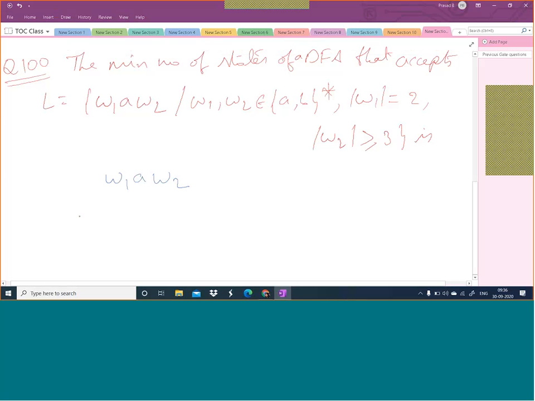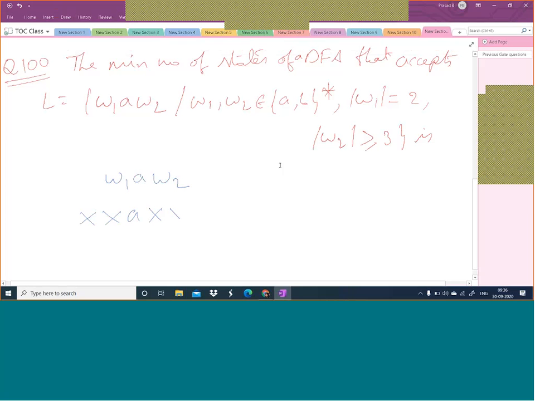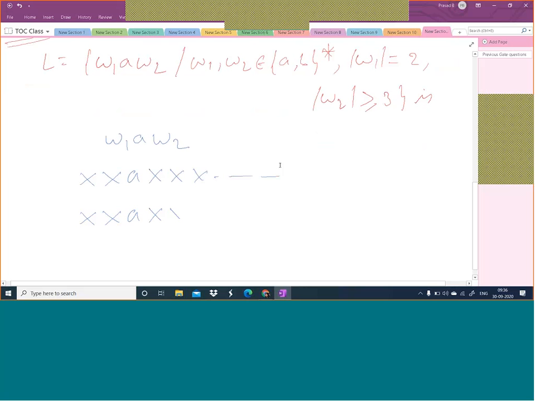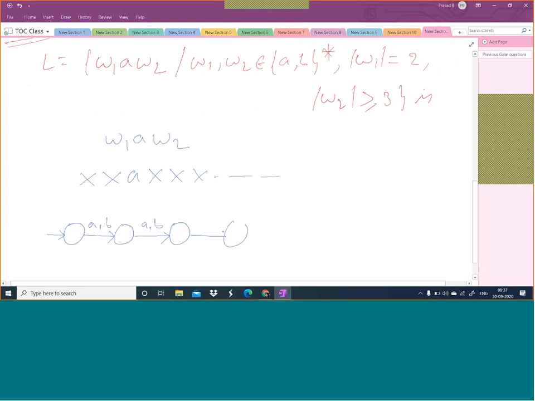Now, W1 should be length 2. So, first symbol A or B. Second symbol can be A or B. And third symbol must be A. Okay, after that, W2, length 1, length 2, and length 3. And you can have more than 3. So, this is.